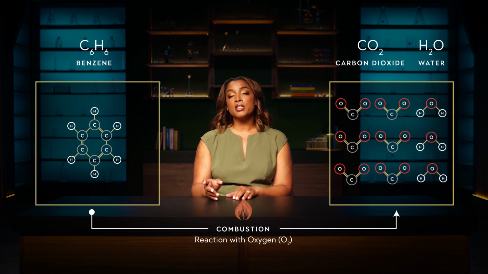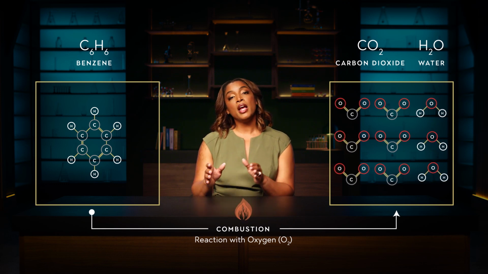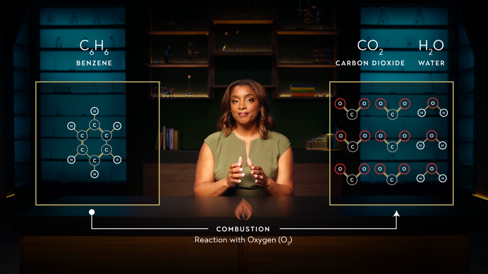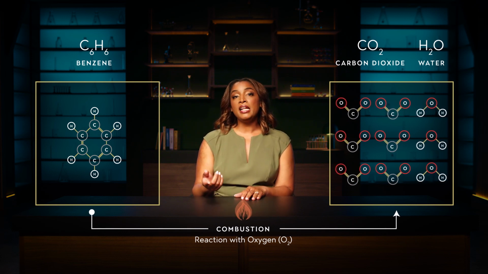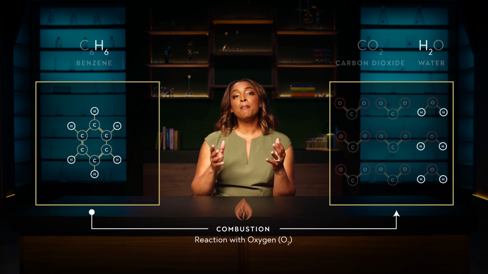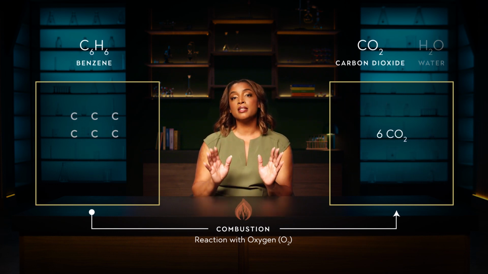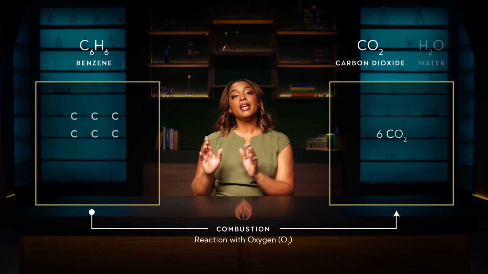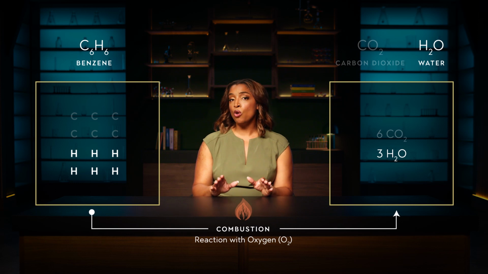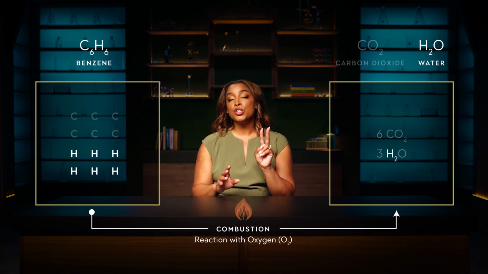To determine the quantities of carbon dioxide and water produced, we need to think at the atomic level. Since benzene has 6 carbon atoms and 6 hydrogen atoms, when fully combusted, it will produce 6 CO2 molecules, each containing 1 carbon atom, and 3 H2O molecules, each containing 2 hydrogen atoms.